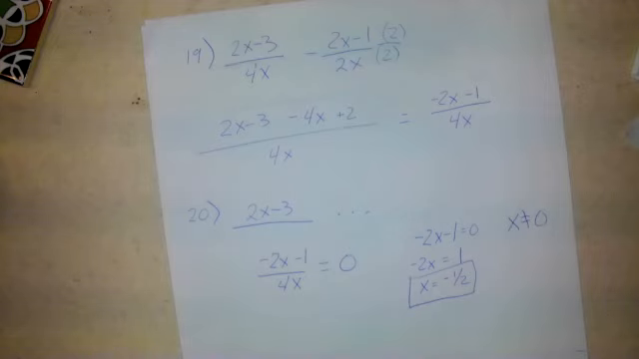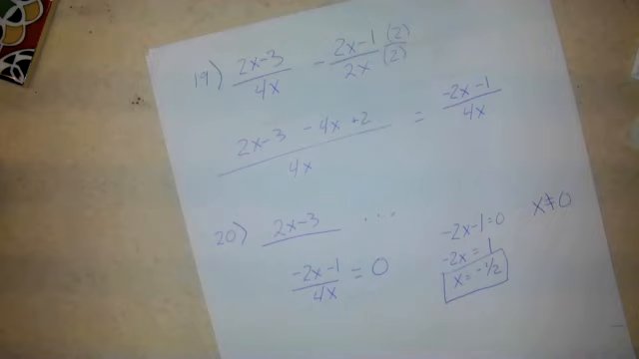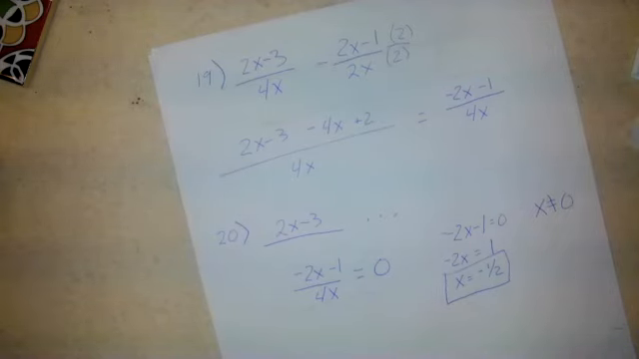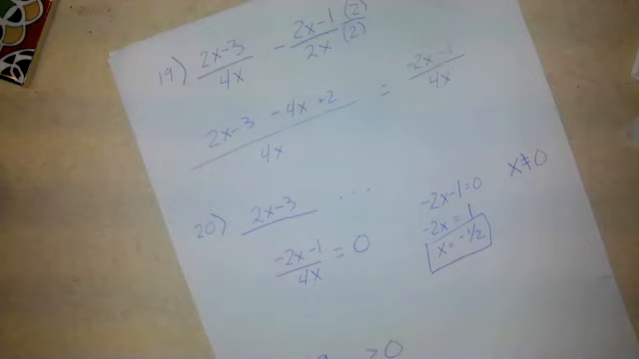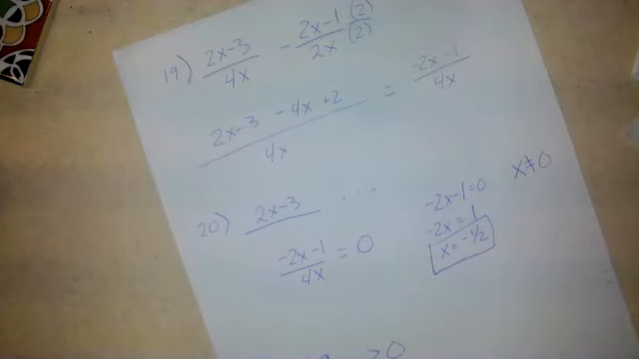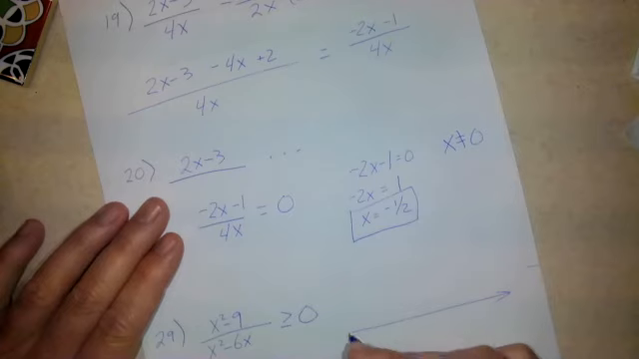Looking through these, 2 more. Number 29 is next. Solve for x and graph the solution on a number line. Number 29 starts by saying x squared minus 9 over x squared minus 6x is greater than or equal to 0. All right, factor the top and the bottom: x plus 3, x minus 3 over x times x minus 6. I'm going to say equals 0 and put all my critical points over here.